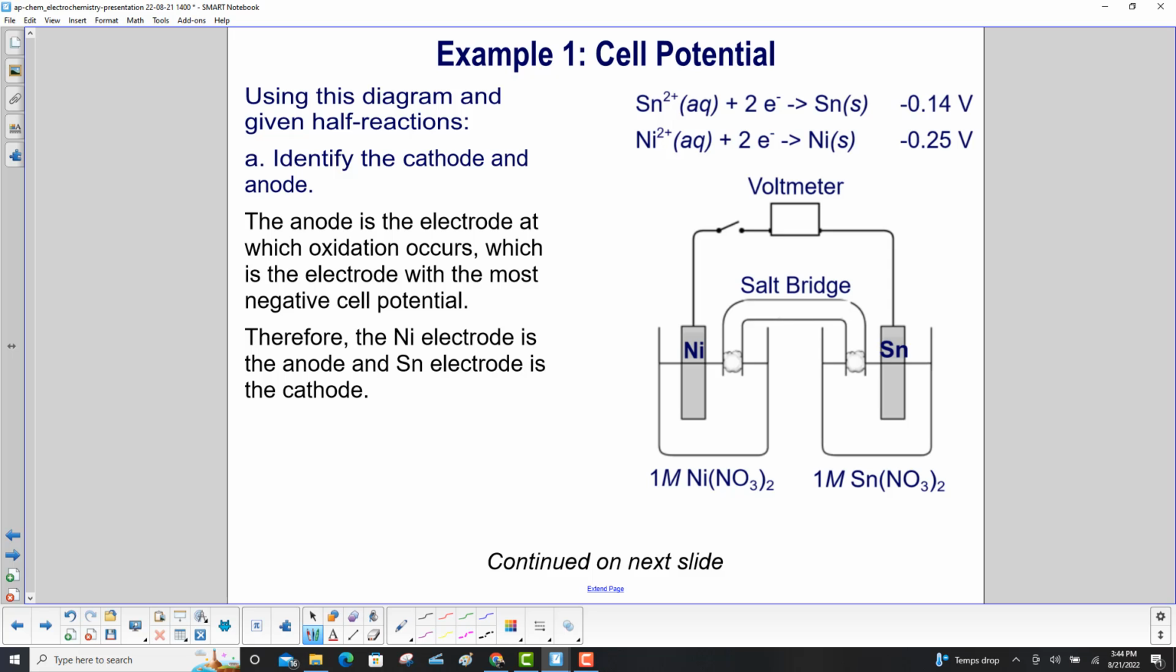The anode is the electrode at which oxidation occurs, which is the electrode with the most negative cell potential. That's going to be nickel. Therefore, the nickel electrode is the anode and the tin electrode is the cathode.